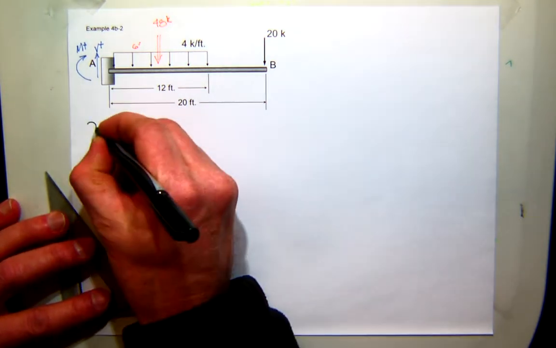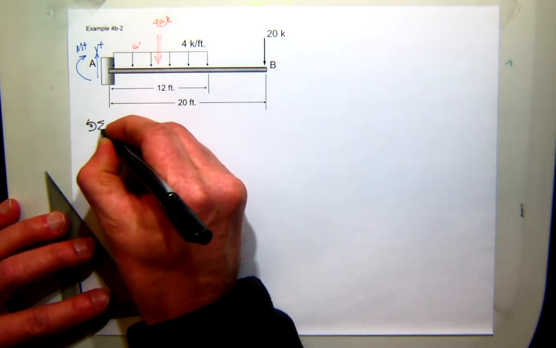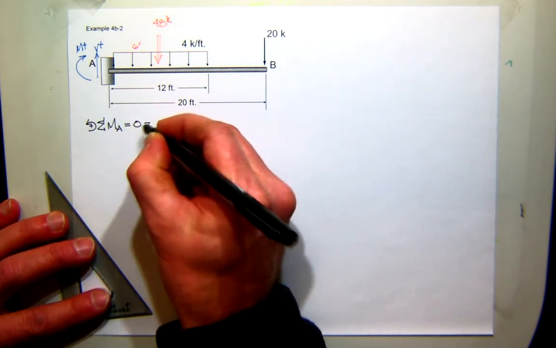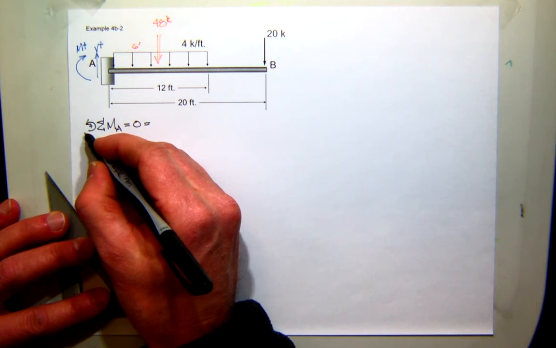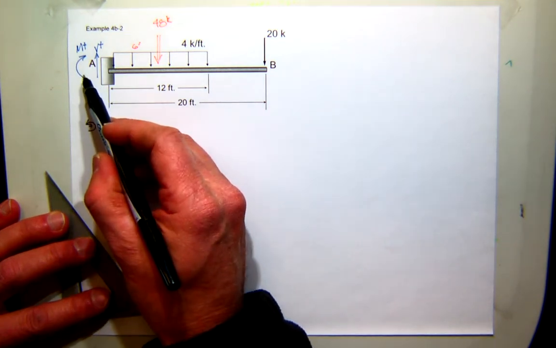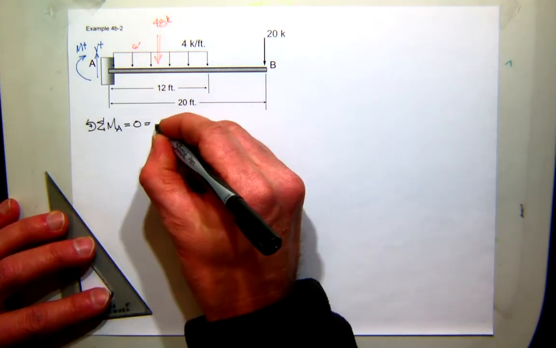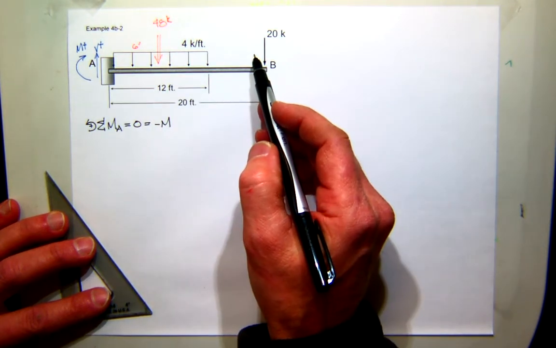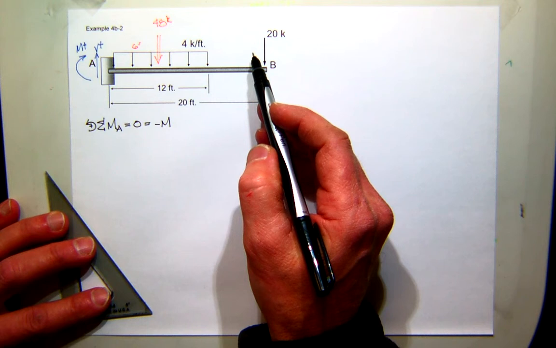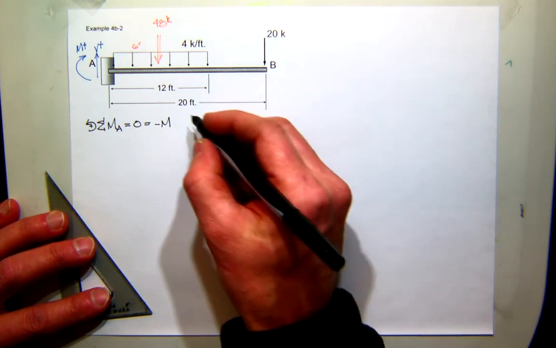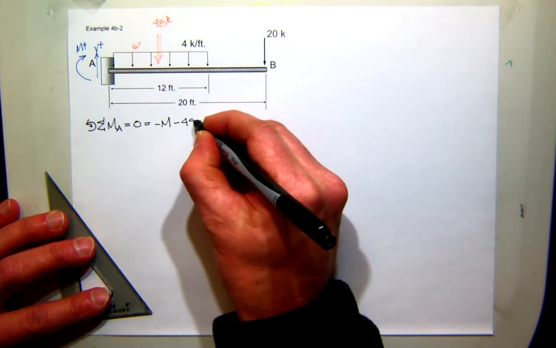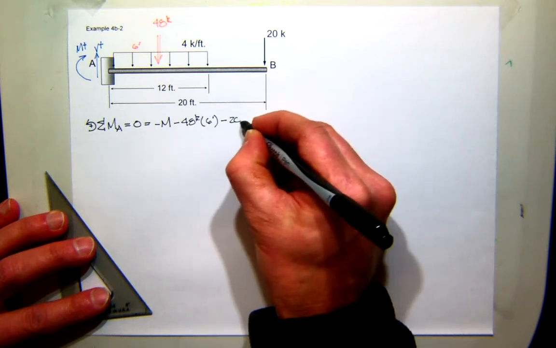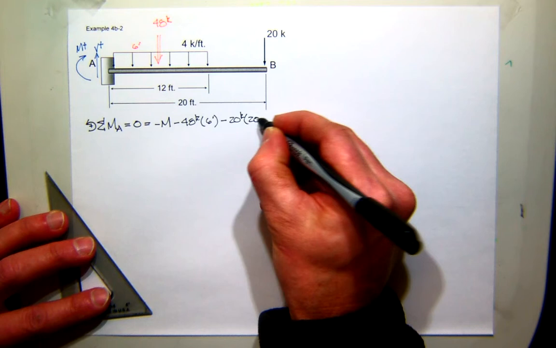So I'll start first by summing moments at A, making sure we have equilibrium. Again, I'm using right-hand rule for my sign convention. So starting on the left side, what kind of moment is that? Positive or negative? Negative. About A, both these forces create what kind of moment? Positive or negative? Negative. So that'd be 48 kips times 6 feet and 20 kips times 20 feet.